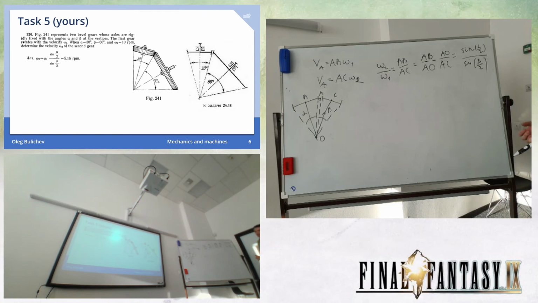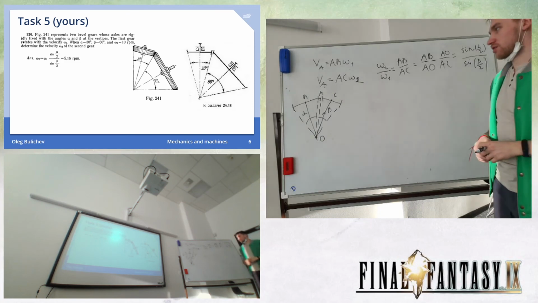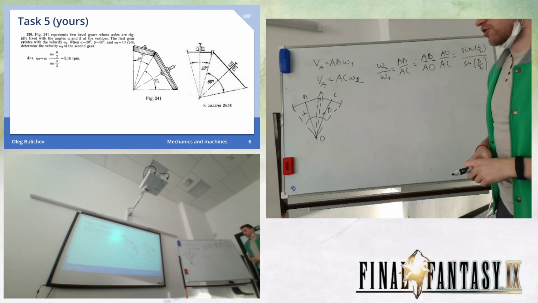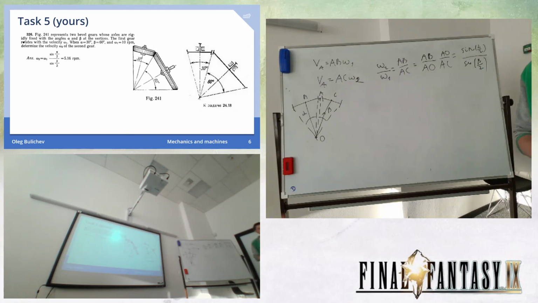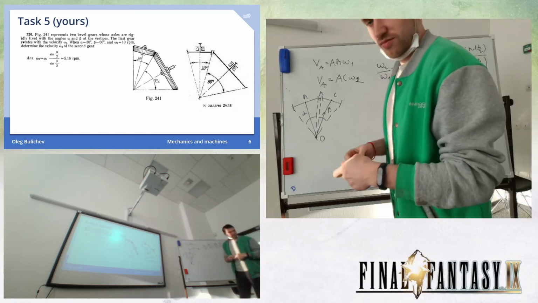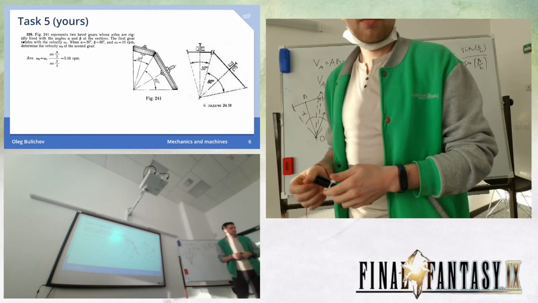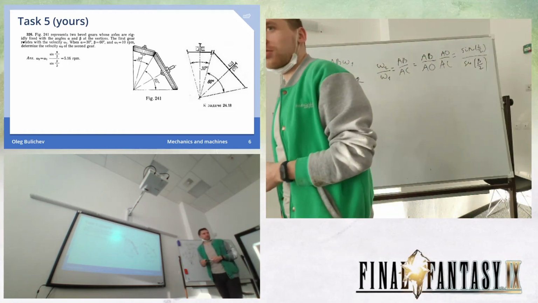I don't know the sine. Yes, we know only the angle. Well, makes sense. AO we also don't know. I did the same knowing the signs. So I knew the gear ratio and I needed to calculate them, so I did the reverse task. The reverse task? At home, yeah.